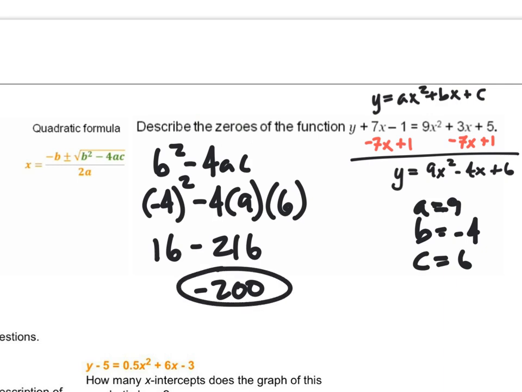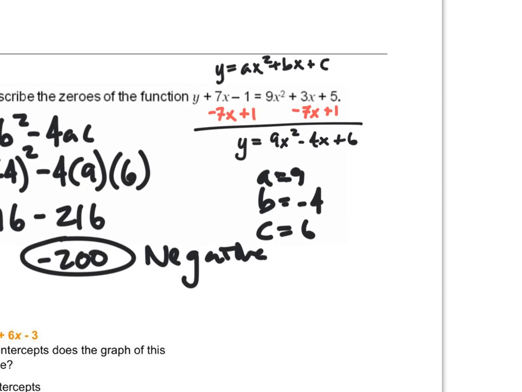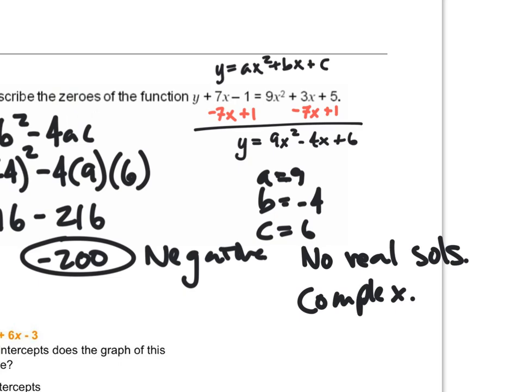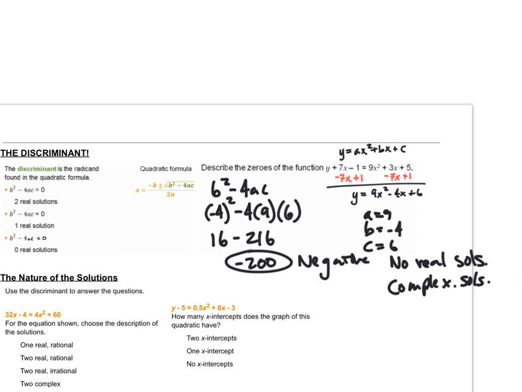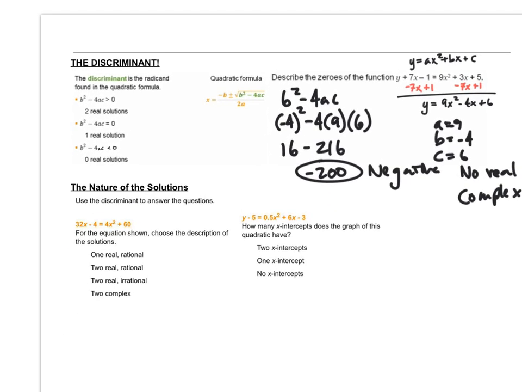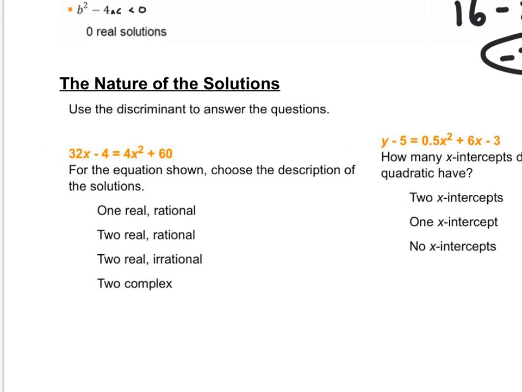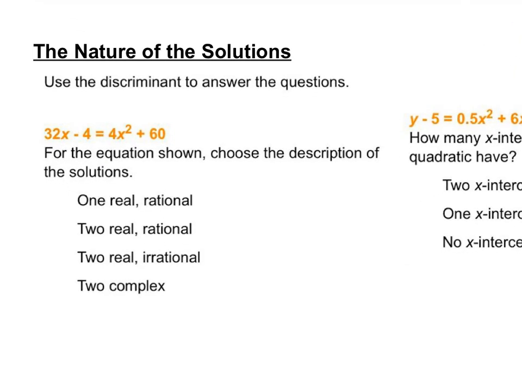Because this number is negative, we have no real solutions. We just have complex solutions. So the value of your discriminant tells you what kind of solutions you're going to have. So down here, let's use the same idea: the nature of solutions here. Use the discriminant to answer the question.